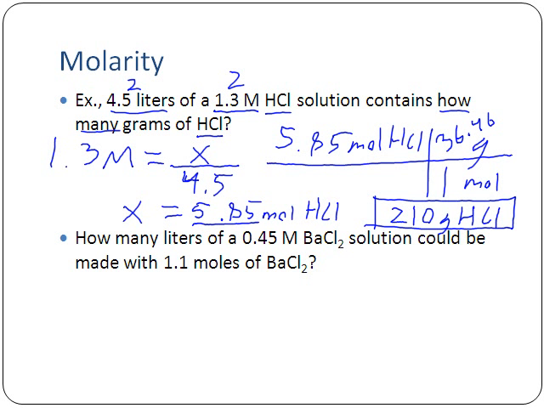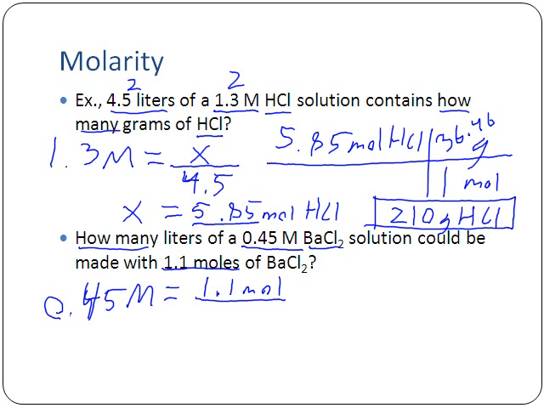So let's look at another one. How many liters of a 0.45 molar barium chloride solution could be made with 1.1 moles of barium chloride? In this case, I know the molarity to start with. I have a 0.45 molar solution. That's going to be moles of solute over liters of solution. My solute here is barium chloride. How many moles do I have? I have 1.1 moles of barium chloride on top. On the bottom should be liters of solution. Do I know what that is? Nope, it asks me how many liters of solution, so that's going to be my X. I have X liters down here.